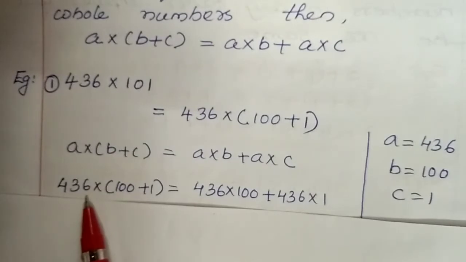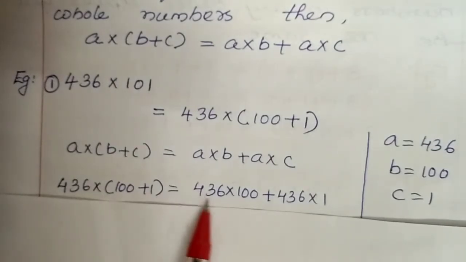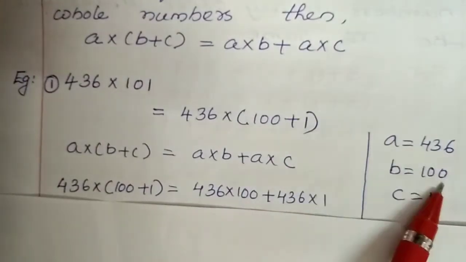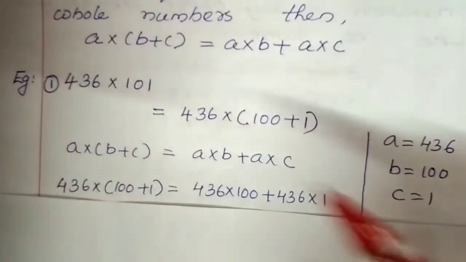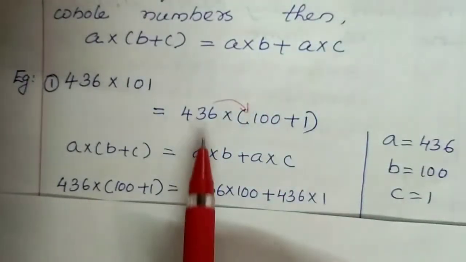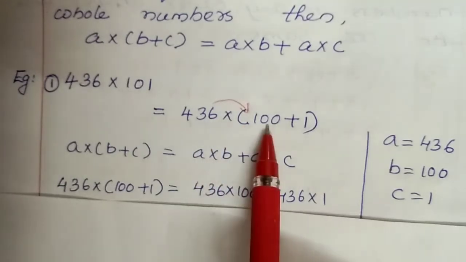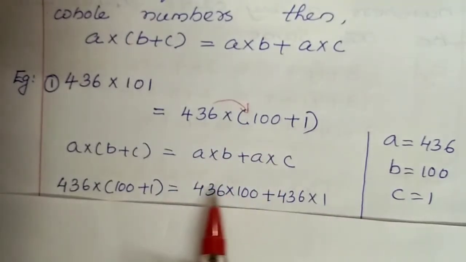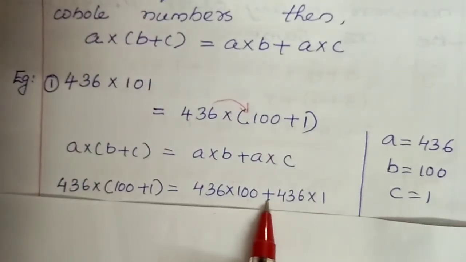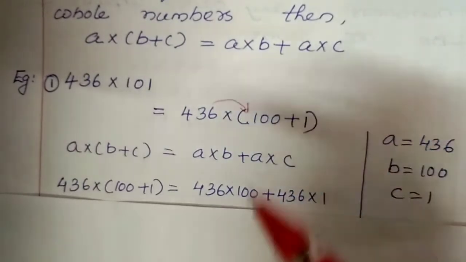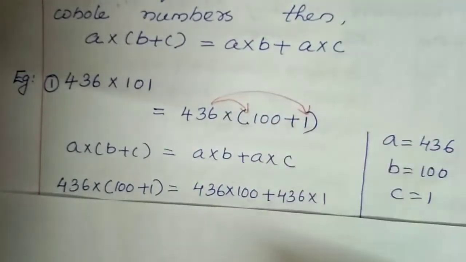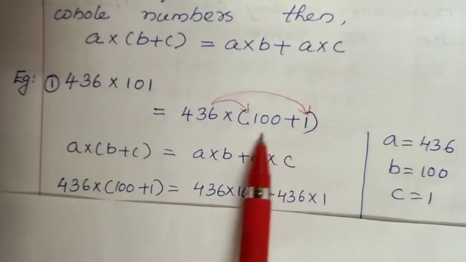Okay, 436 into 100 plus 1, we can write it as A into B, that is A is 436 into 100. Otherwise here we can open this bracket this way. First you multiply 436 into 100, and here you put the plus sign. Again you multiply this 436 and 1. This way we open this bracket.